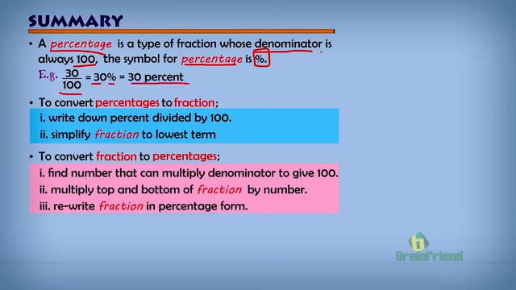To convert percentages to fractions, we follow two simple steps. We write down the percent divided by 100. Then we simplify our fraction to its lowest term. To convert fractions to percentages, we said we follow three simple steps. Find the number that can multiply the denominator to give it 100. When you have that number, multiply the numerator and denominator, that is the top and the bottom of your fraction, by that same number. Then you rewrite the fraction in the percentage form by taking whatever value we have as our numerator and adding the percentage sign to it.